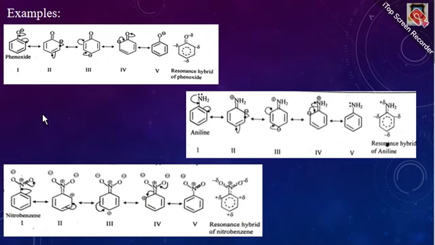Therefore, this phenoxide ion is represented by these five structures, but it actually exists as a resonance hybrid. In the case of aniline, again aniline is represented by this number of resonance structures, and this is the resonance hybrid of aniline. In this case, nitrobenzene is represented by these five structures, but it exists as a resonance hybrid of nitrobenzene.